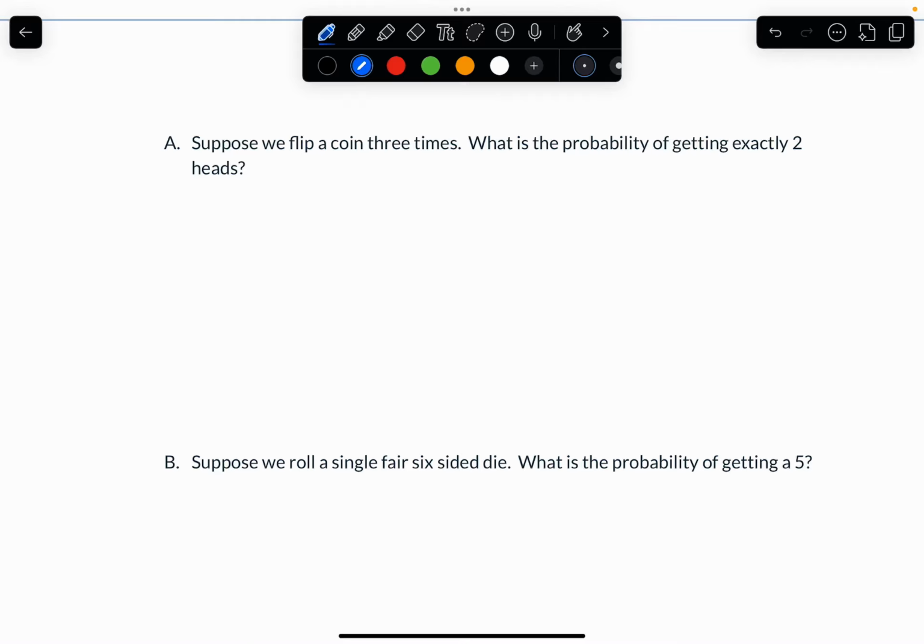Let's practice calculating some probabilities. In part A, we want to suppose that we flip a coin 3 times. What is the probability of getting exactly 2 heads? In these types of problems, I mentioned this in the last video, it really helps to have an understanding of what your sample space looks like. And luckily for us, that's something that we calculated in the last video.